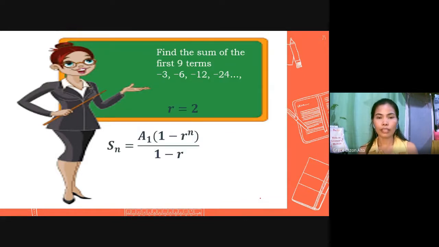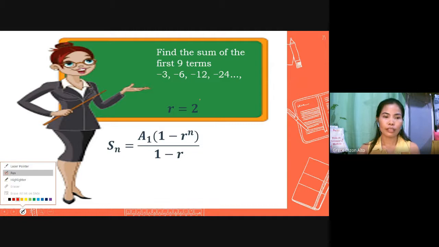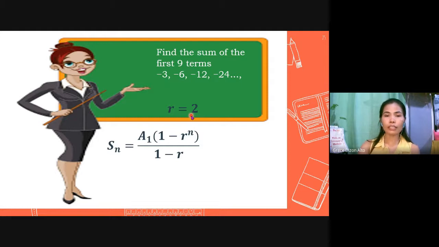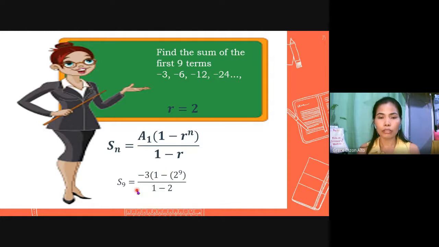Okay, next to that would be find the sum of the first 9 terms of -3, -6, -12, -24. Solving for the common ratio, -6 divided by -3 is positive 2. Okay, so it's still not equal to 1. Therefore, we will use condition number 1. So substituting the values, -3 is the first term times 1 minus 2 raised to 9, which is the ninth term, divided by 1 minus r.